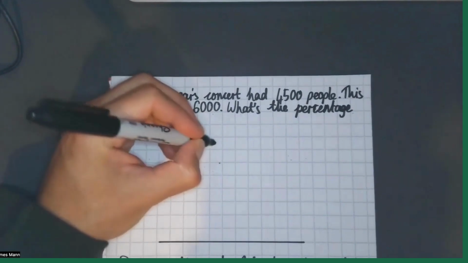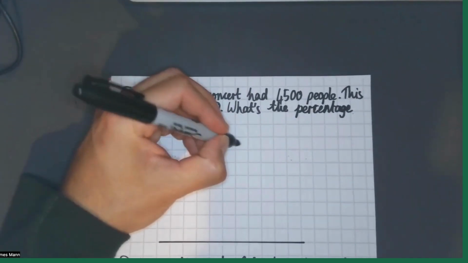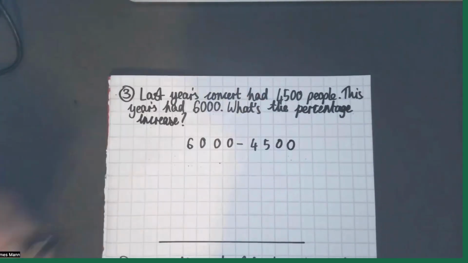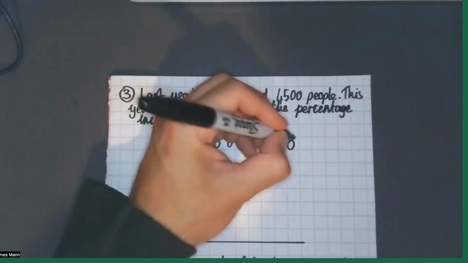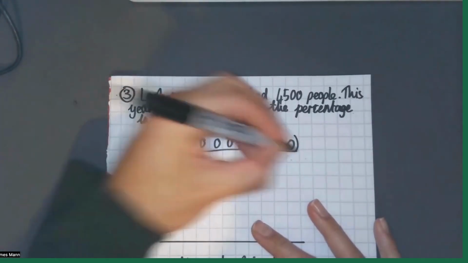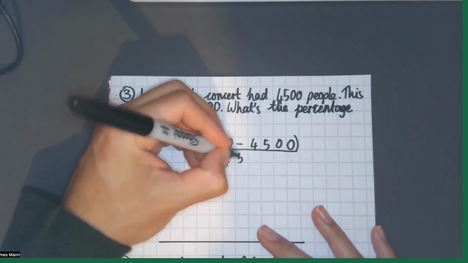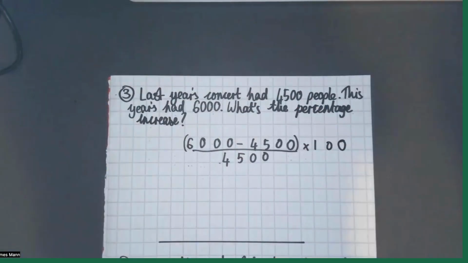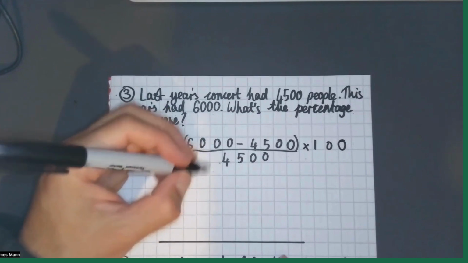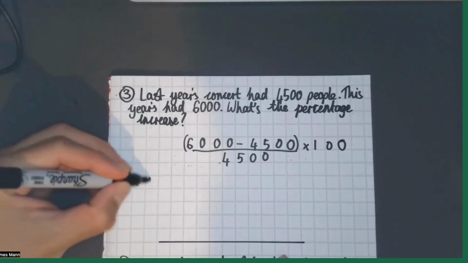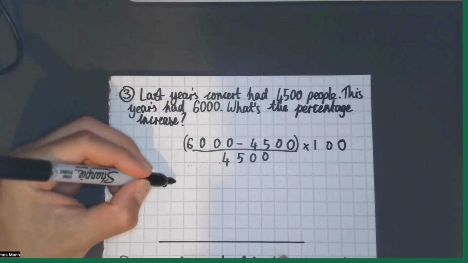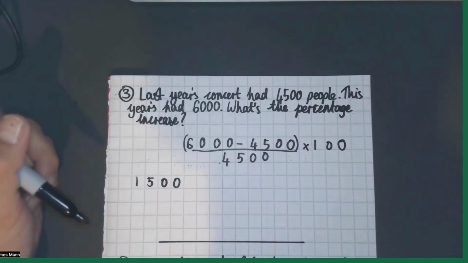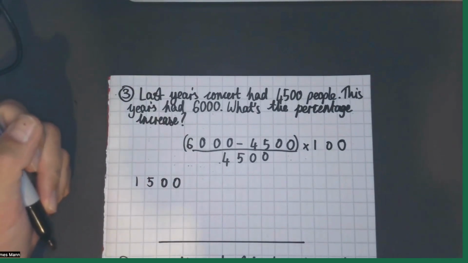So I do 6,000, which is my new number, take away my original number, which is 4,500. I divide that by my original number. I should have used a ruler, I apologize. And then I multiply that by 100. Now our difference here is 1,500. And what we've said is we need to divide that now by 4,500. That is a hard sum to do.